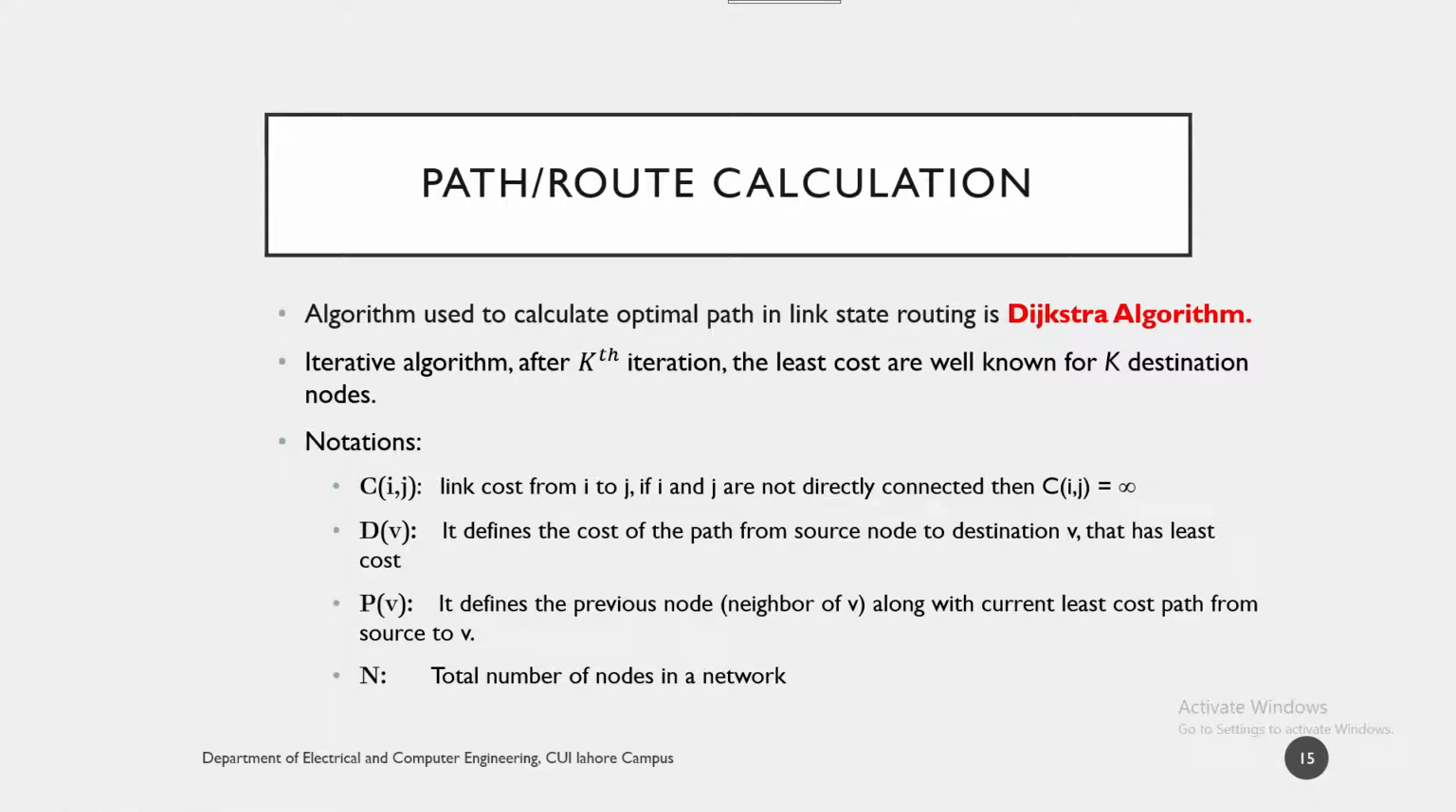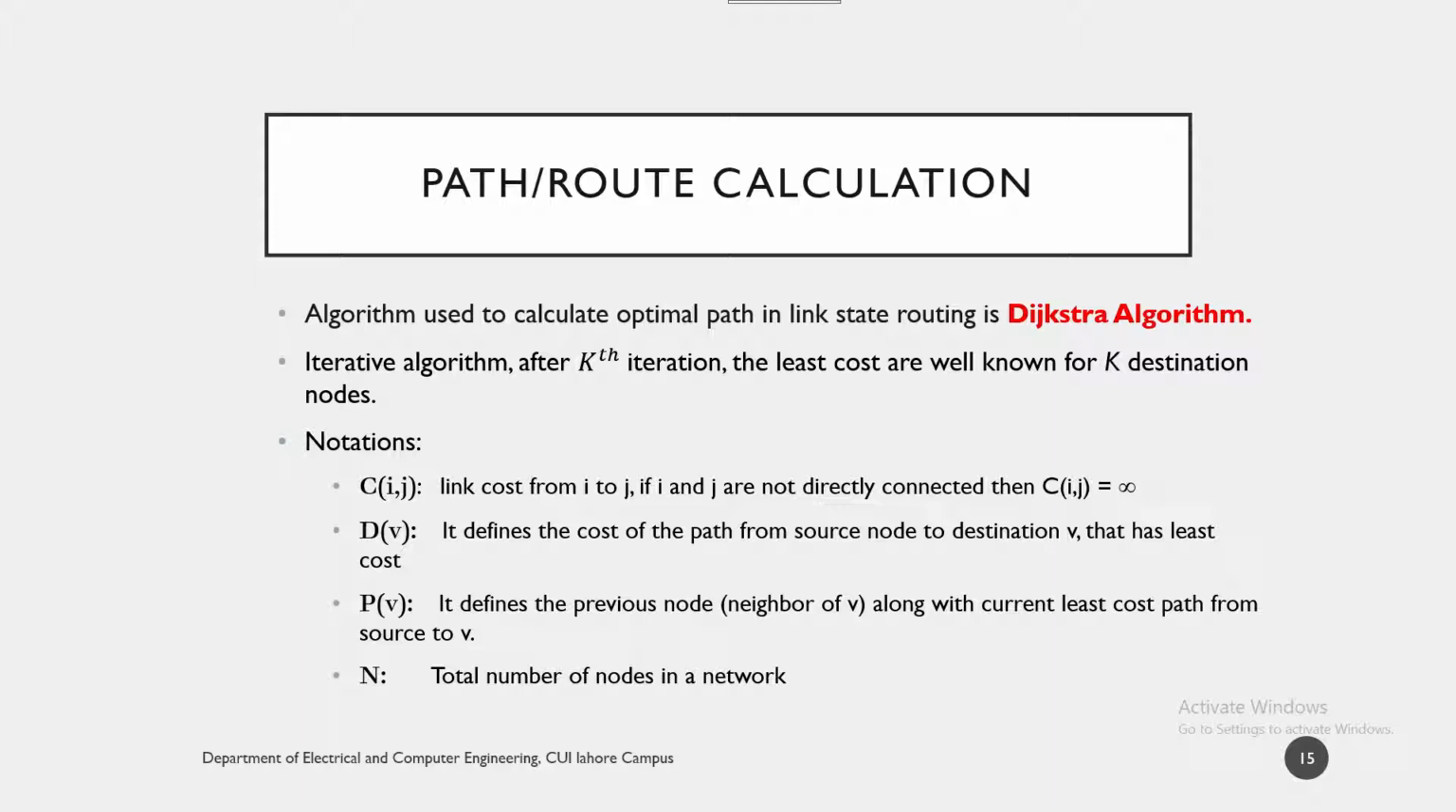The third step is path or route calculation. Once adjacencies are built, routing information is shared via link state advertisements, and the final step is path or route calculation. The algorithm used by link state routing protocol to calculate optimal path is Dijkstra algorithm. It is an iterative process, and if we have k nodes or destination, then it will complete in kth iteration.